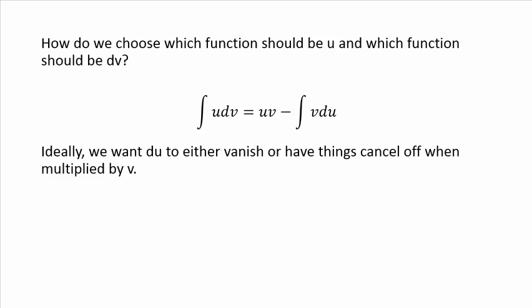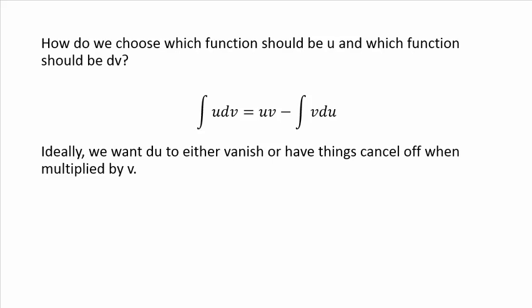Now, the problem that people have when they first start to learn integration by parts is that they aren't really sure which function should be u and which function should be dv. So what we really want is we want du to either vanish. In that case, this integral would become 0, and this integral here would simply just be the product of u and v. But usually that's not what's going to happen. So the next best thing would be to have du cancel out a few things from v when they're multiplied together.